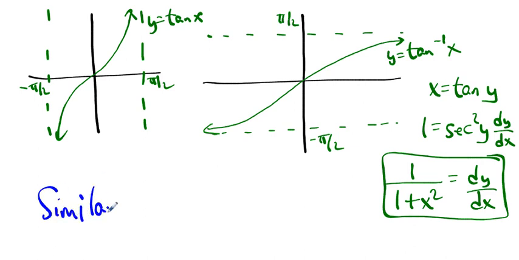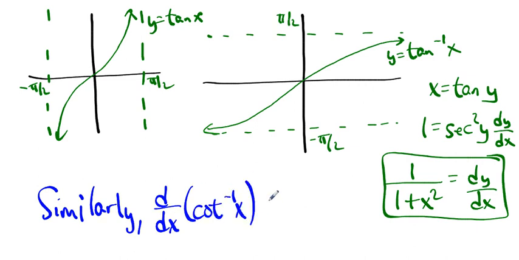Similarly, if you were to find the derivative of the inverse cotangent function, you would get minus 1 over 1 plus x squared. That's a nice little thing to have on an index card somewhere. It is not related to this at all, even a little bit.